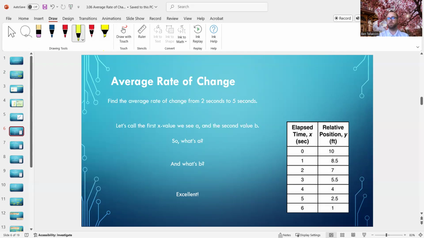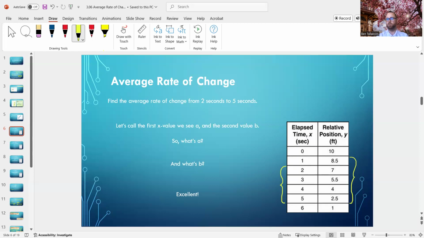Find the average rate of change from 2 seconds to 5 seconds. So from here to there. And you might be used to finding average by adding up all the values. So adding up all the values right here in column Y and dividing them by however many there are.